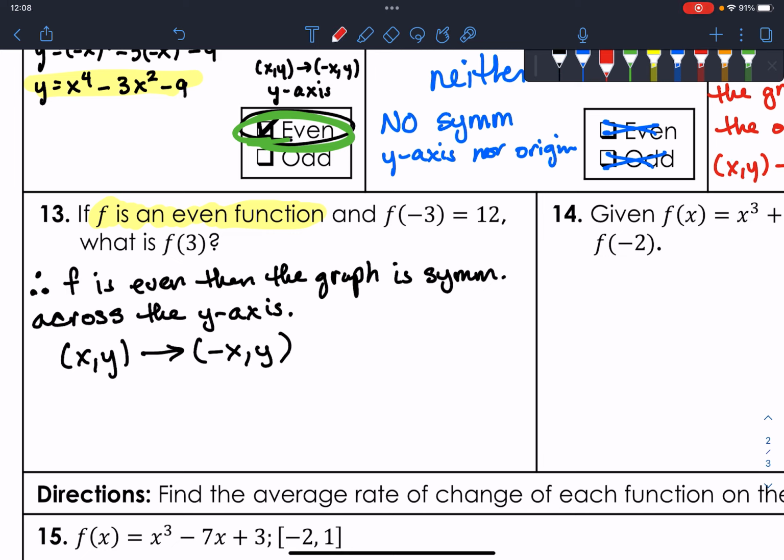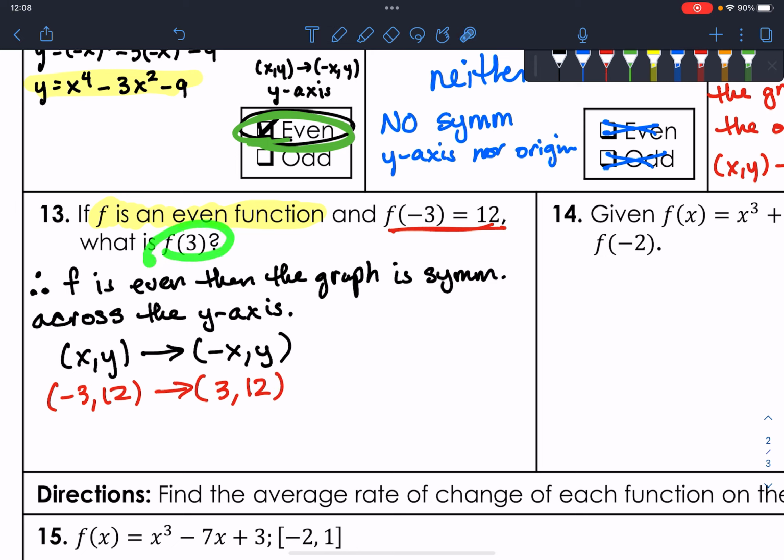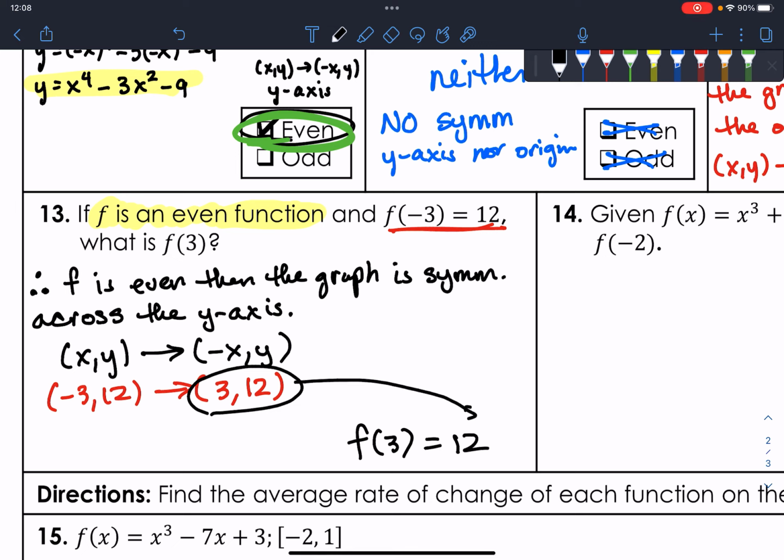Since I'm giving you that f is an even function and I'm giving you this coordinate right here, f of negative 3 is equal to 12 means that the x value of negative 3 has a y coordinate of 12. So I'm giving you a point. So since this is a point on the graph, then that means that the opposite of negative 3, which is positive 3, is also going to have the y coordinate of 12, which is what I'm asking you to find. And that's how we get our value for f of 3. Therefore, f of 3 is going to equal 12. And there's our answer.